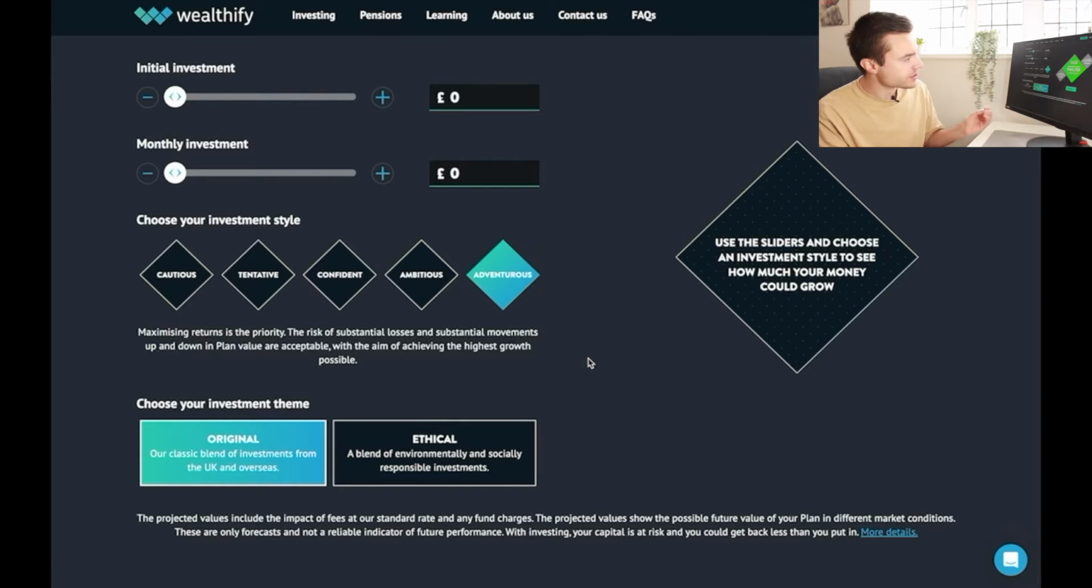And they provide nice descriptions of what each risk level means, which makes it really simple and easy to choose what risk level suits your own needs. And in all cases, from cautious all the way up to adventurous, Wealthify will invest in a mix of government bonds, shares, property, corporate bonds, and some cash. Of course, the weighting between those different assets will differ depending on the risk level.